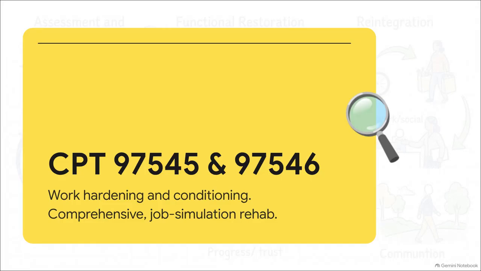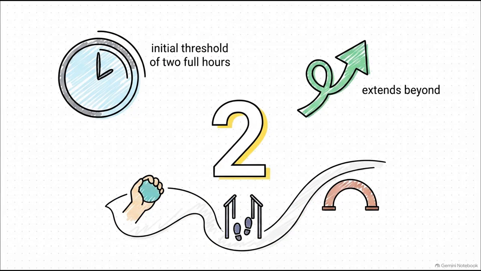Finally, we have work hardening, which uses CPT 97545 and the add-on code 97546. This is a massive step up in intensity. The whole goal here is to comprehensively simulate the patient's actual work environment to get them back on the job safely. And because of this intensity, the time rules change drastically. This is a major contrast to the codes we just talked about.